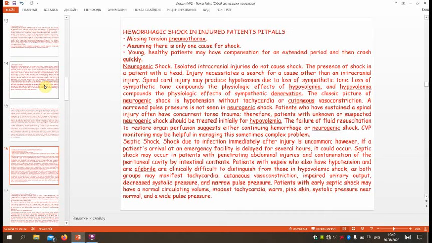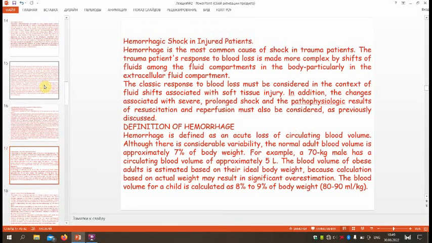Patients with early septic shock may have a normal circulating volume, modest tachycardia, warm pink skin, systolic pressure near normal, and wide pulse pressure.